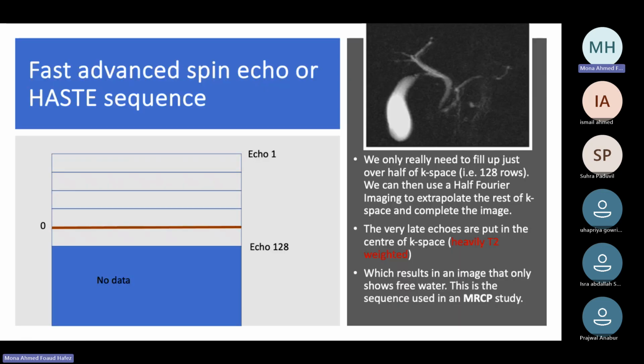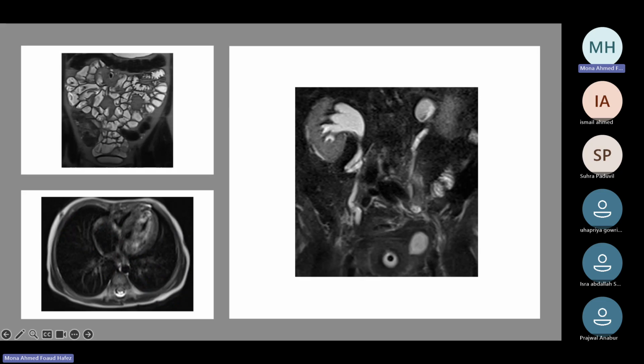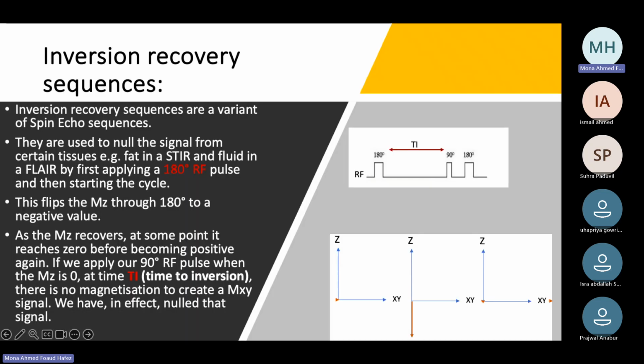MRCP or MRU or MR urography, this will be the concept. The practical result of conjugate symmetry is that only half of the K-space data needs to be collected, 60%, and the other half is estimated mathematically. This can be translated to a reduction of imaging time, reduced to the minimum time, as in MR enterography, MR cholangiography, MR urography. So we don't need resolution of other organs. We need only the water within the organ.